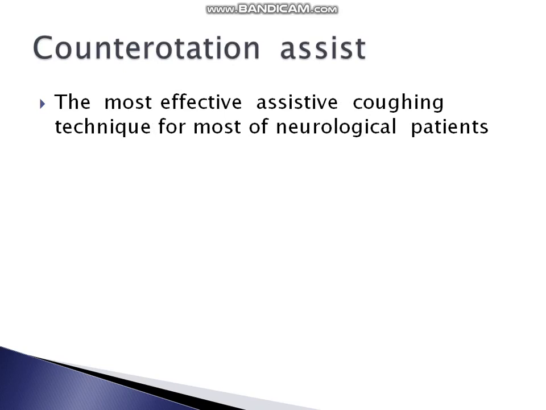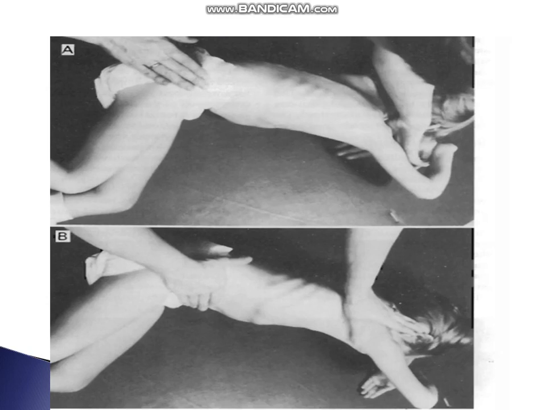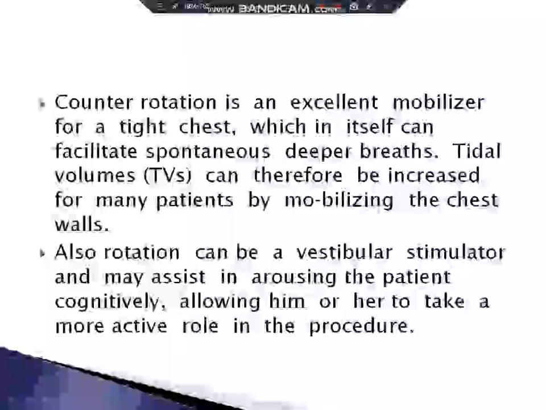This is the most effective assistive coughing technique for most neurological patients. You can see in the diagram, the instructions given to the patients are the same as for the previous techniques, that is deep inhalation, closure of glottis, forceful exhalation against the closed glottis, and the patient is then instructed to hold it at the end of the maximal inspiration. The patient is commanded to cough out as hard as possible while the therapist quickly and forcefully compresses the chest with his or her hands in their flexion phase positions. And this is how the technique is done.